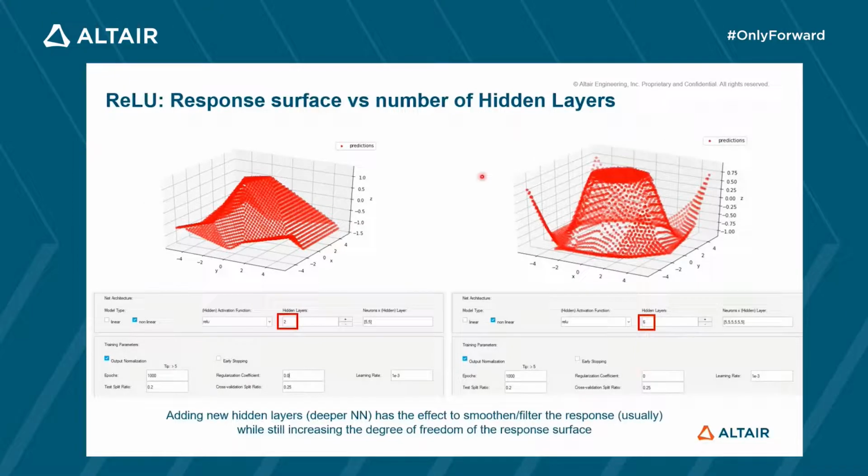Now we have hidden layers. So in a neural network, we have the input layer, we have the output layer, and then all of the layers of neurons that we have in between, those are what we refer to as hidden layers. So if we look at how the number of hidden layers, 2 versus 6 in this case, affects the output, we can see that adding more has the effect of smoothing the response, but at the same time, increasing the degrees of freedom or the ability of the ROM to more accurately predict the data.